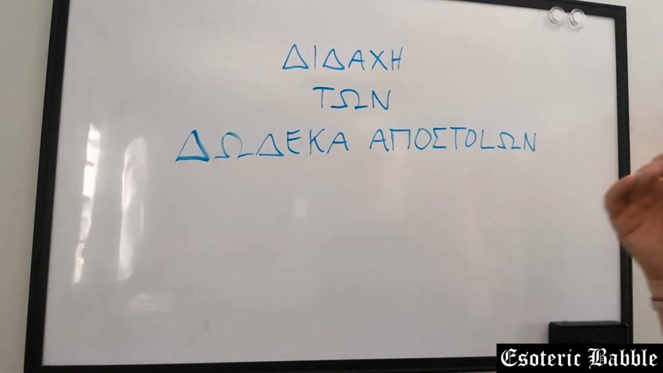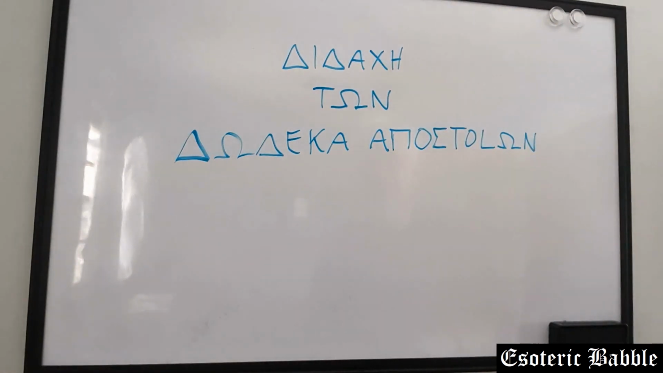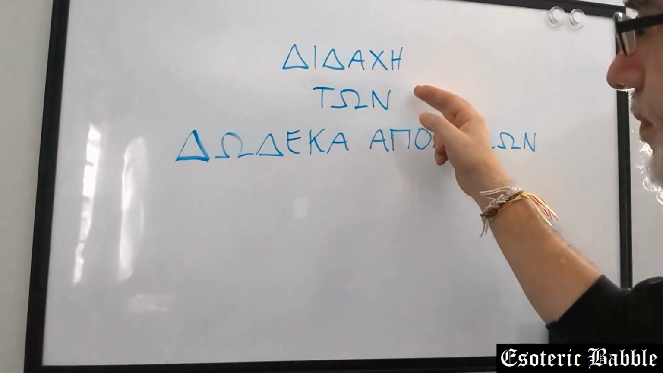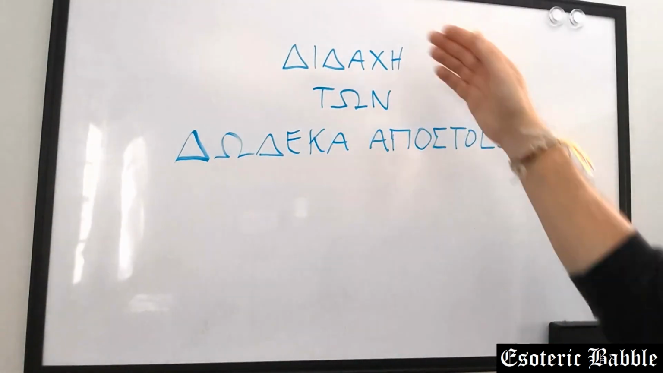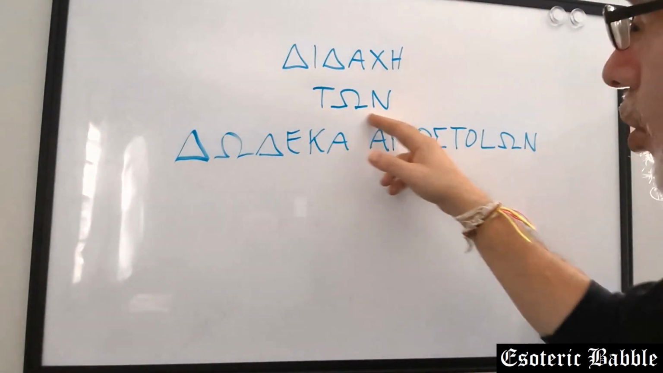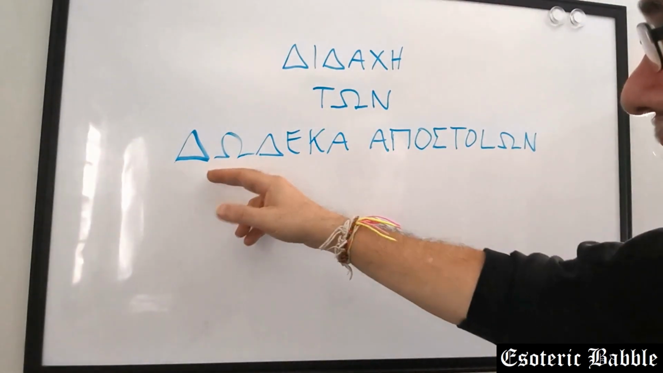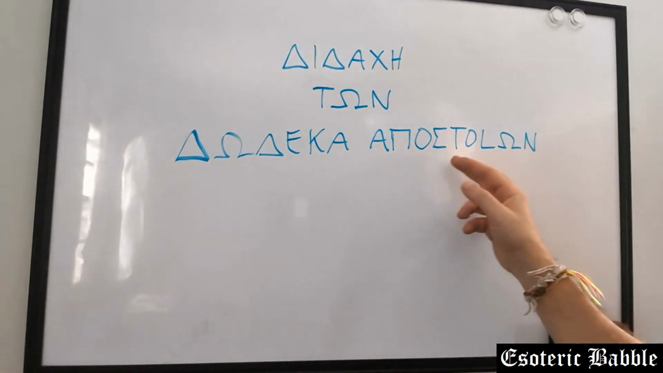We'll go through this. We'll pronounce these, talk about where the accents are, and talk about the meanings. This word is Didache. The accent is on the last syllable. Ton, dodeca. Here the accent is on this first syllable, dodeca. Apostolon.